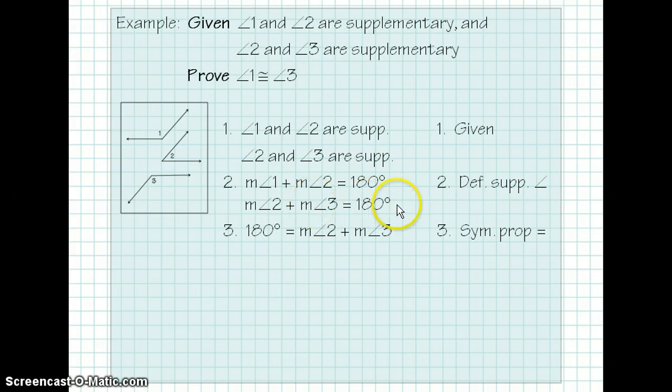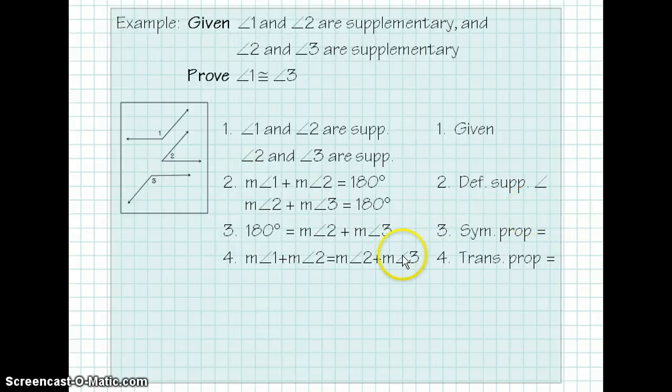First I want to turn these things around. So I've got 180 is equal to the measure of angle 2 plus the measure of angle 3. So I can flip it around. And so now I've got the measure of angle 1 plus the measure of angle 2 equals 180, and 180 is equal to the measure of angle 2 plus the measure of angle 3. Well, that tells me I can set them equal to each other by my transitive property. So again, I'm setting up a little chain of things.